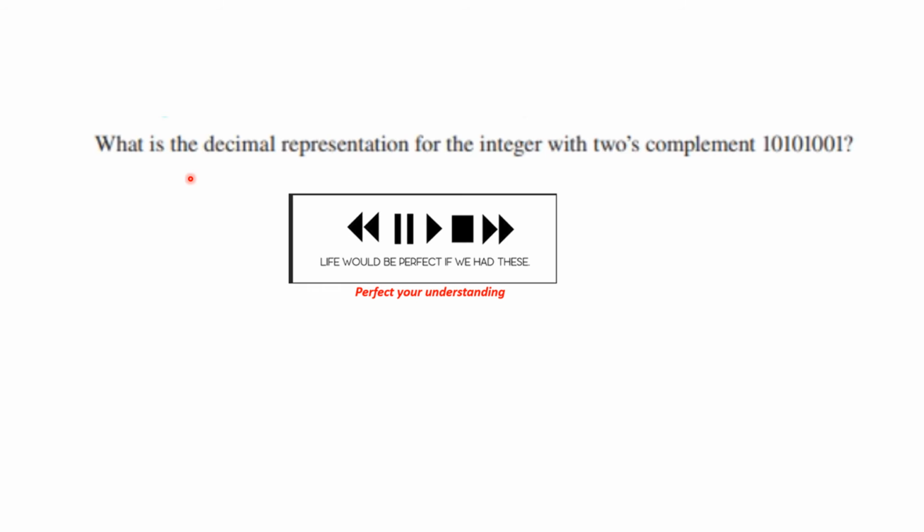So, to test your understanding, let's give this a try. What is the decimal representation for the integer whose 2's complement is this? Let's see how you do. Let's see how you did.